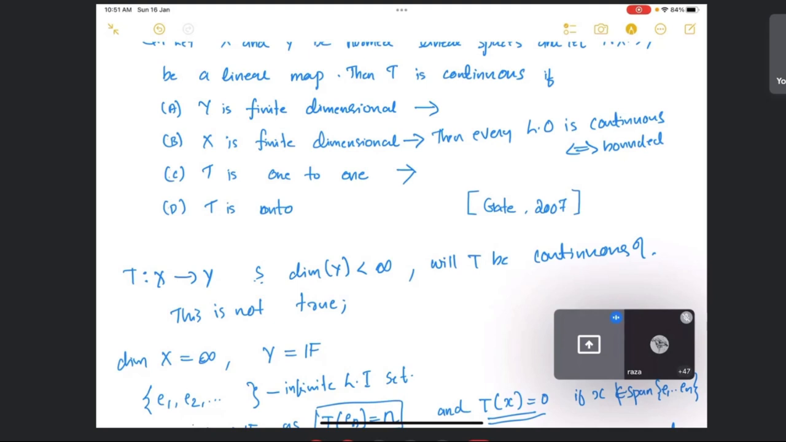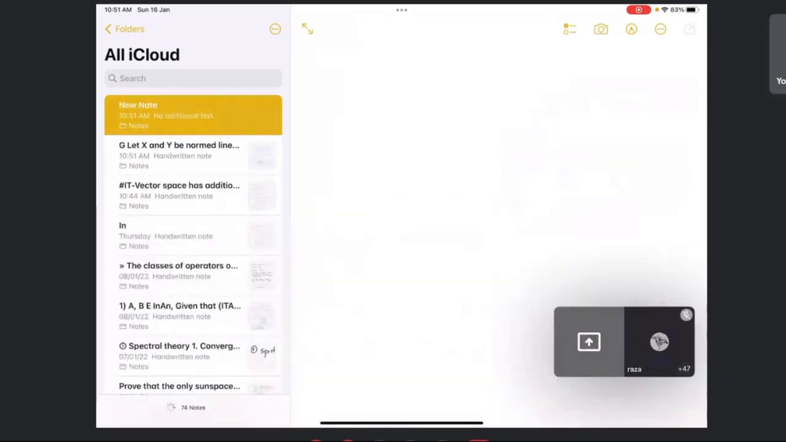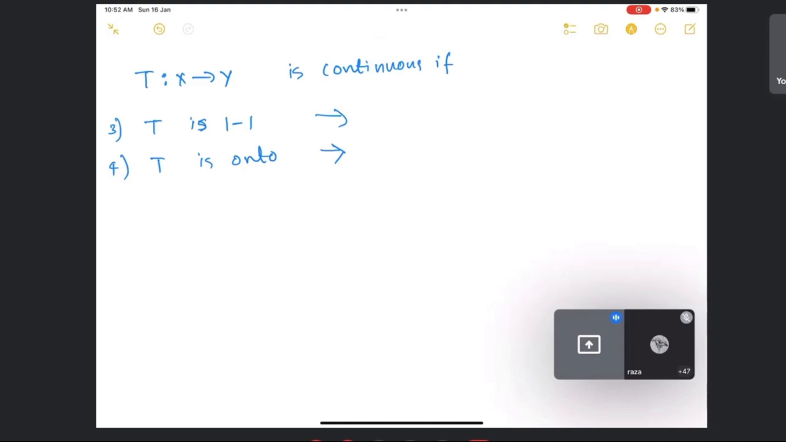Now the other options we have are that T is 1-1 and T is 1-2. The question is, T from X to Y is continuous if T is 1-1. Will this be true? If the map is 1-1, can it be continuous?